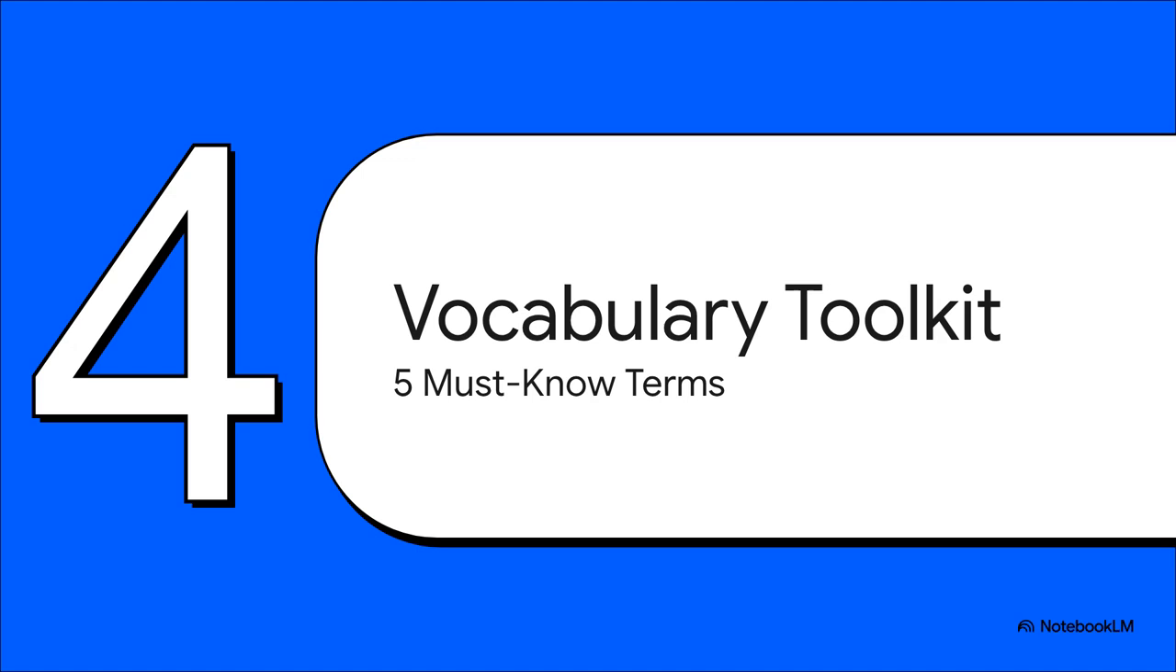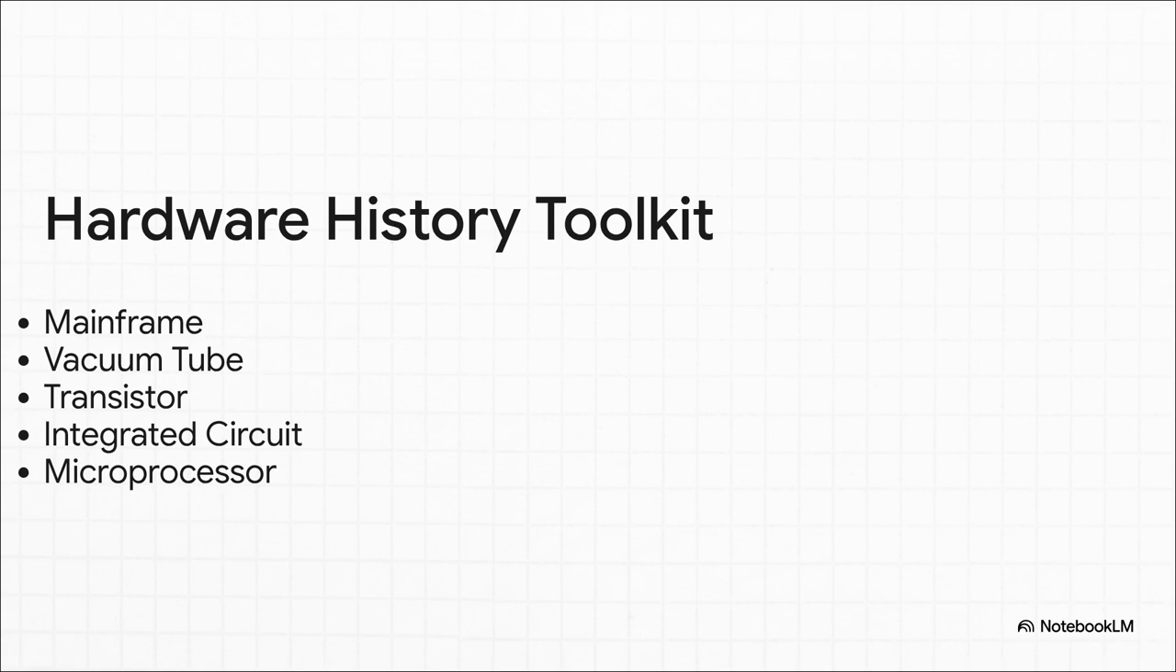Okay, we have covered a ton of ground. So let's wrap this up by reviewing that essential vocabulary. This is your toolkit for talking about hardware history, whether it's in a classroom or a professional meeting. You know, this list really tells a story, doesn't it? We began with those huge mainframes that ran on thousands of unreliable vacuum tubes. Then the tiny transistor appeared and changed everything. That led to the integrated circuit, which is just many transistors on one chip, and that ultimately gave us the microprocessor, the brain inside every modern computer.